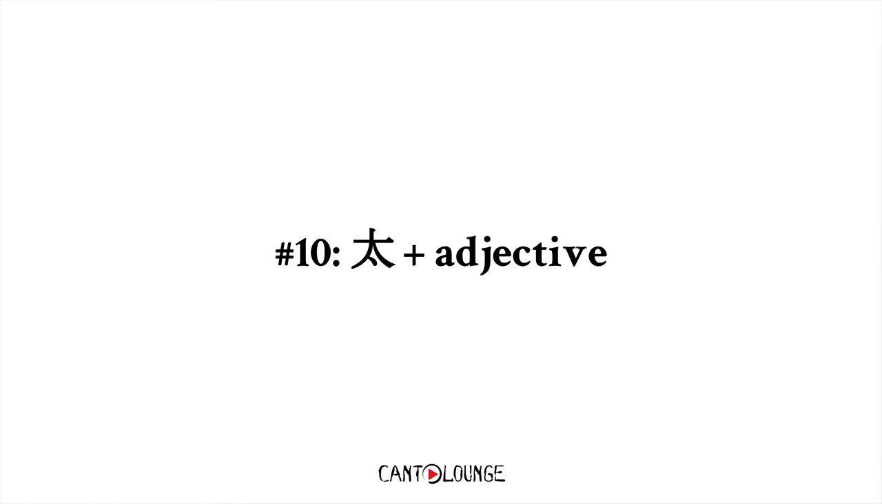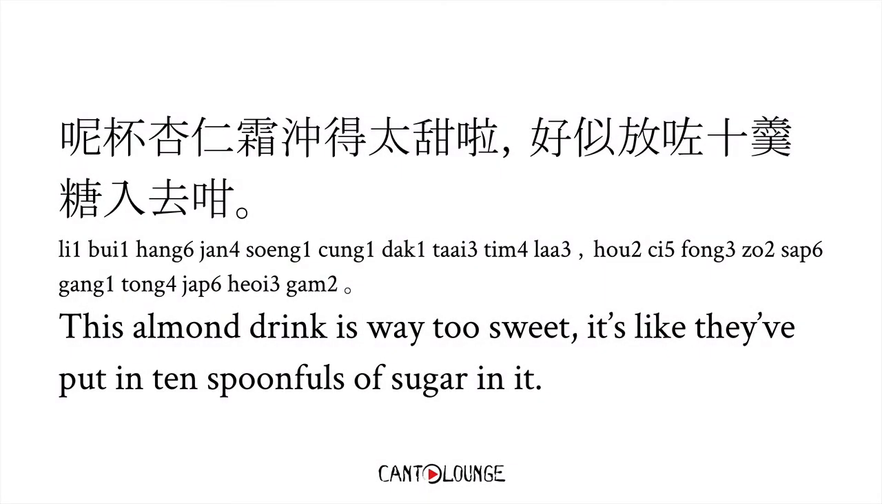Number 10, 太 plus adjective. This is a fairly straightforward one. 太 means too much of an adjective. So for example, we have 呢杯杏仁霜沖得太甜啦. 太甜, too sweet. 好似放咗10羹糖入去咁. A couple of vocab first. 杏仁霜 is an almond drink. It's a fairly popular drink in Hong Kong. You'll find it in all those Hong Kong tea restaurants.